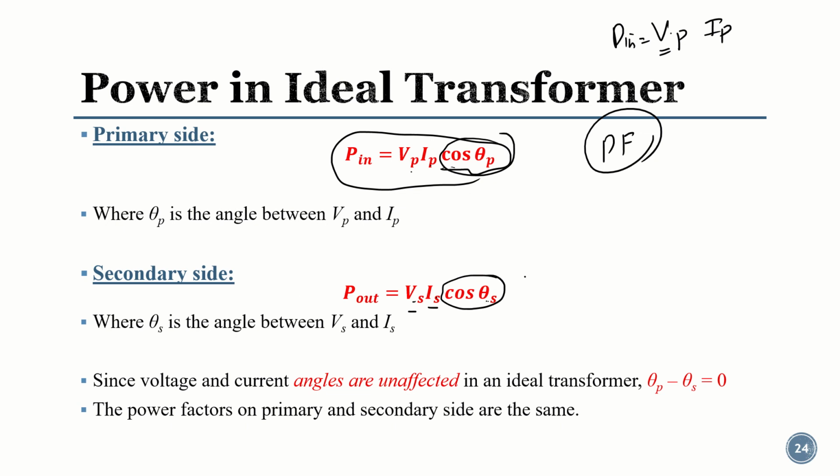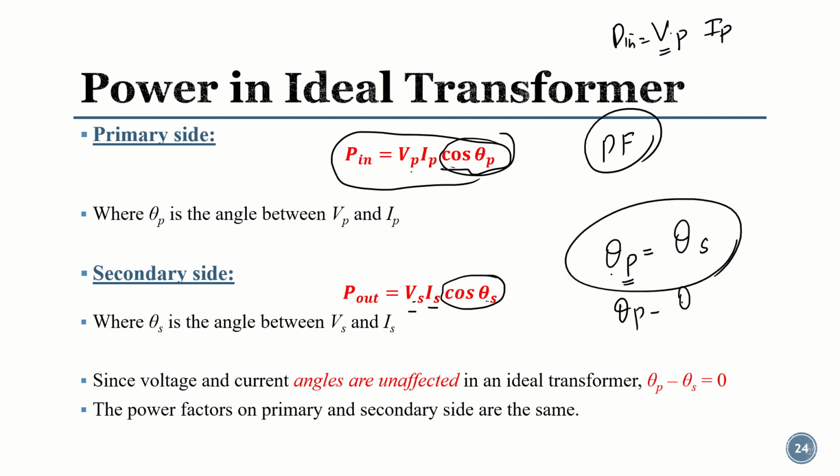In the ideal transformer, because there is no loss, the power factor at the primary side and the power factor at the secondary side will be the same, or in other words, theta p and theta s will be the same, or their difference will be 0. So in the ideal transformer, whatever power factor we are getting at the primary end, it will be the same at the secondary end.